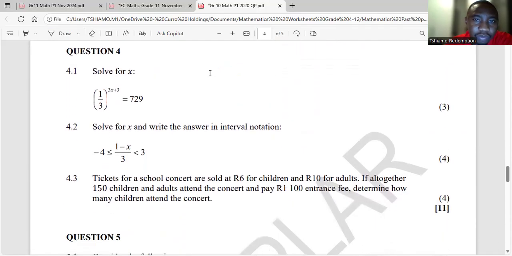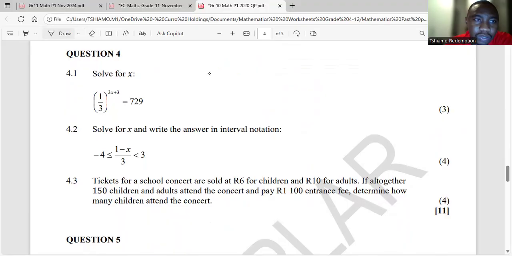Question 4. Question 4, what are we going to do there? Solve for x. Remember, if we have exponential equations, the bases have to be the same. The bases must be the same. So change this 729 to a prime base. Press it on the calculator. 729. That gives me, so I'm going to write this one down.